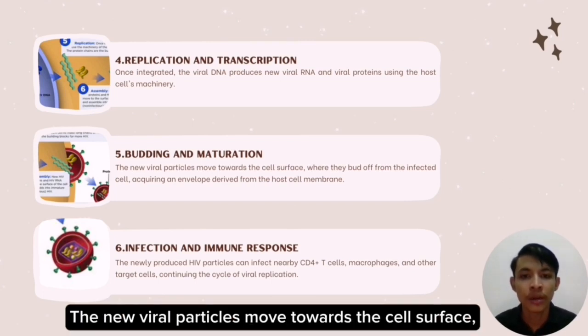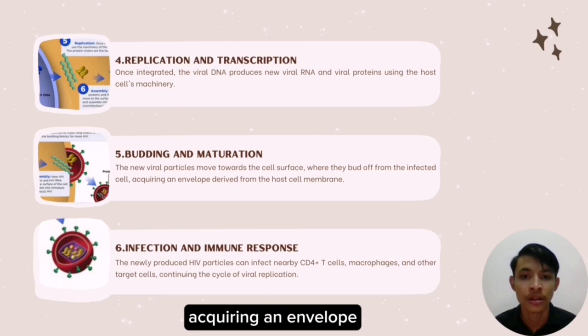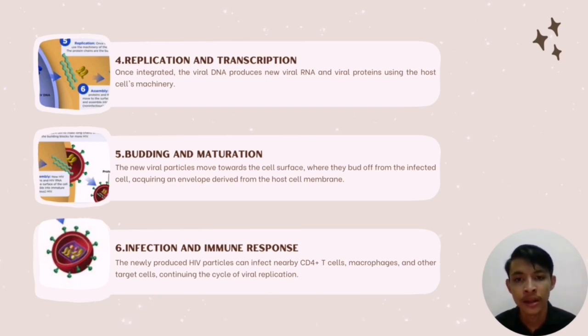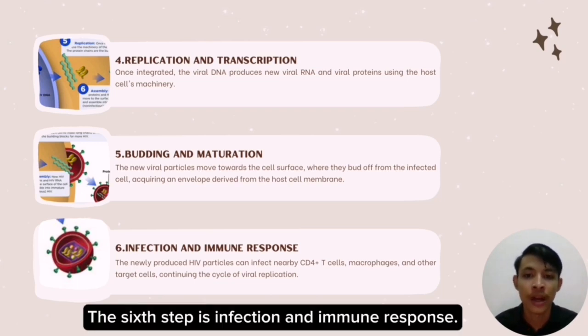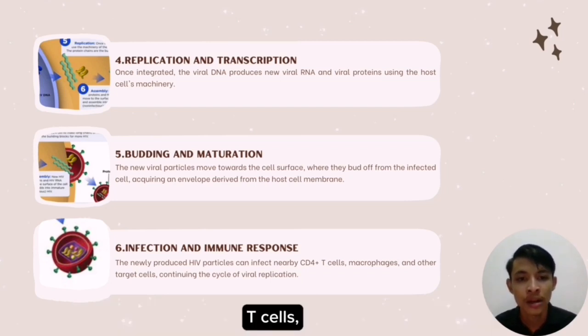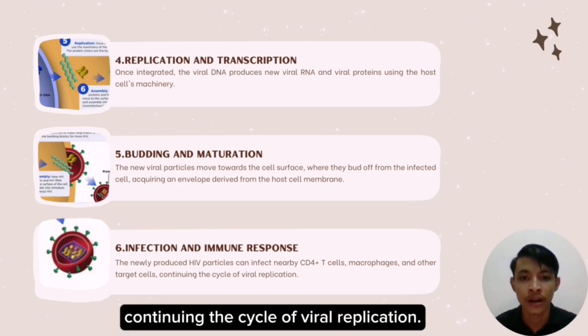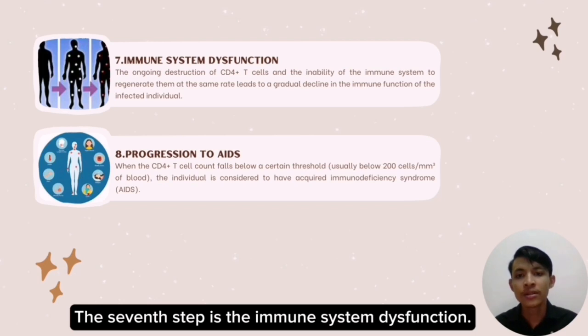The new viral particles move toward the cell surface, where they bud off from the infected cells, acquiring an envelope derived from the host cell membrane. The sixth step is infection and immune response. The newly produced HIV particles can infect nearby CD4 plus T cells, macrophages, and other target cells, continuing the cycles of viral replication. The seventh step is the immune system dysfunction.